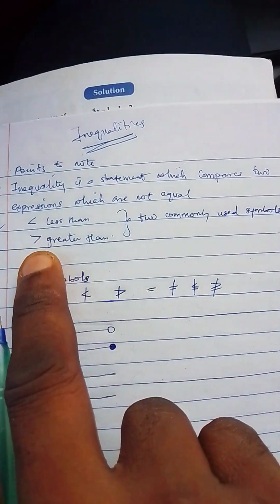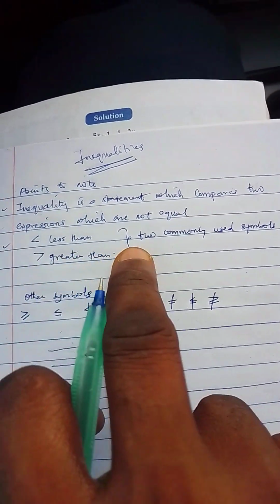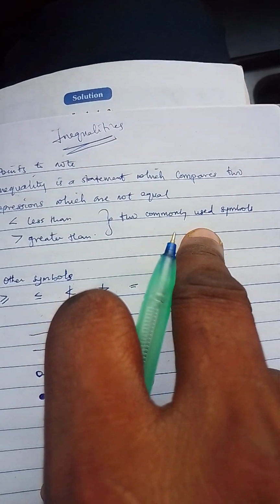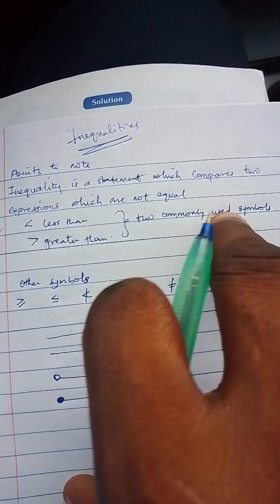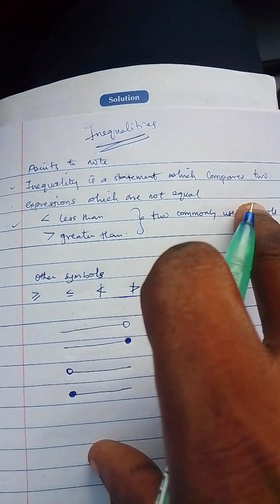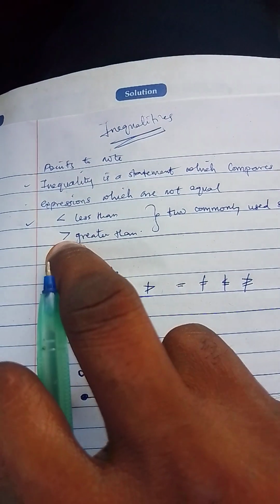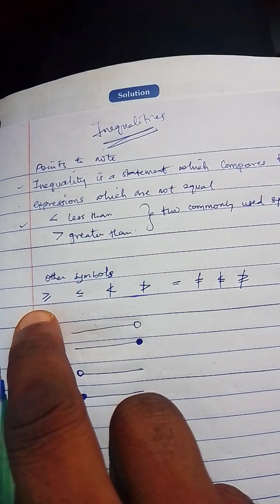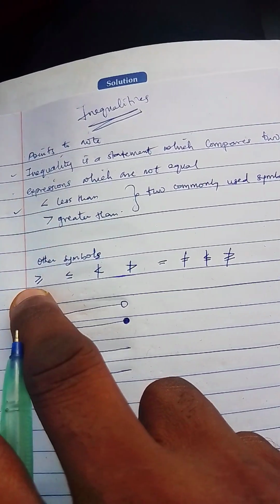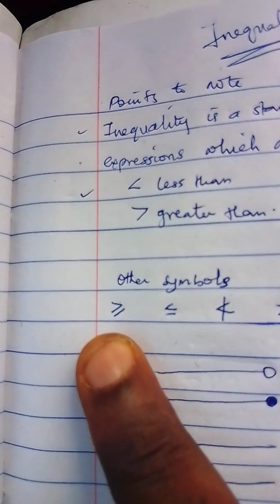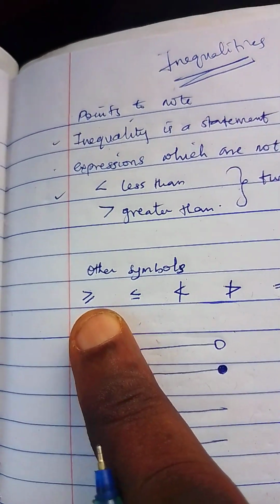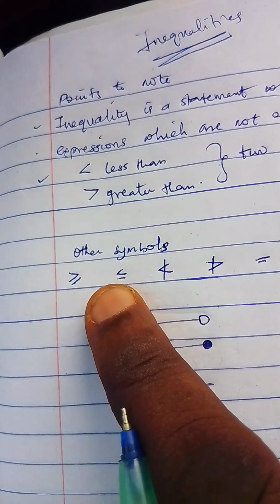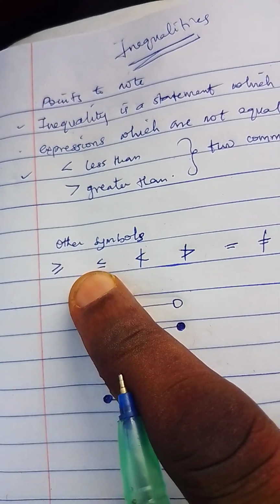Now we have less than, we have greater than, right? These are the two most commonly used symbols. Then there are other symbols. When we see this, what does it mean? It means greater than or equal to. When we see this, what does it mean? Less than or equal to.